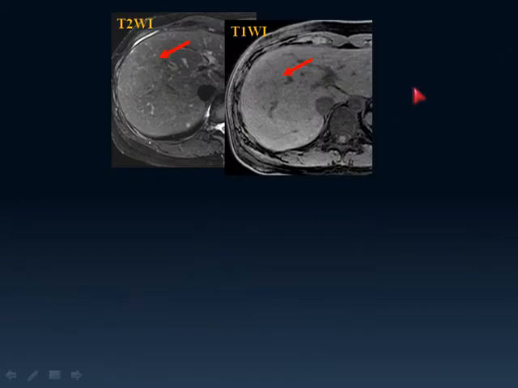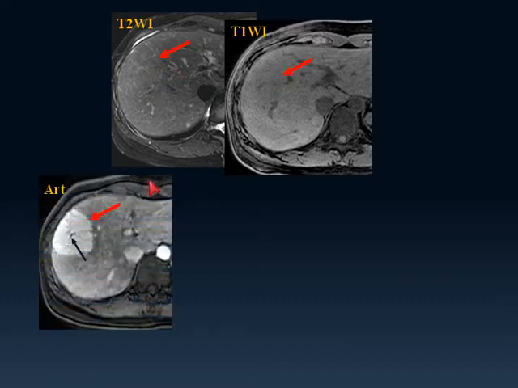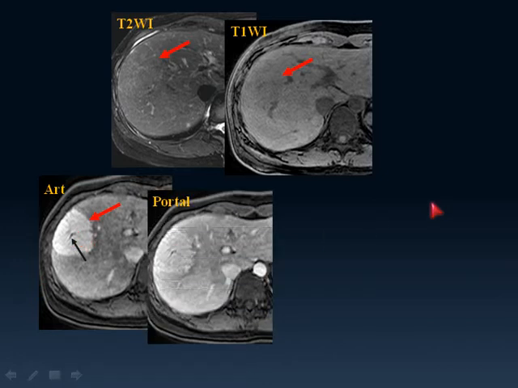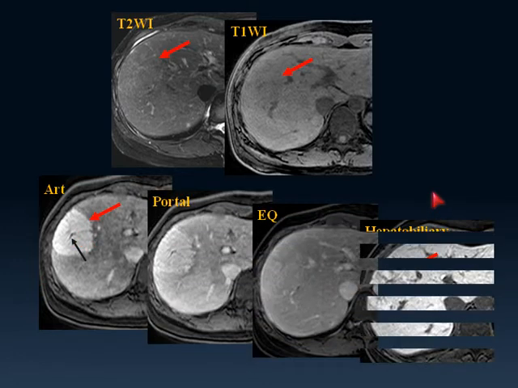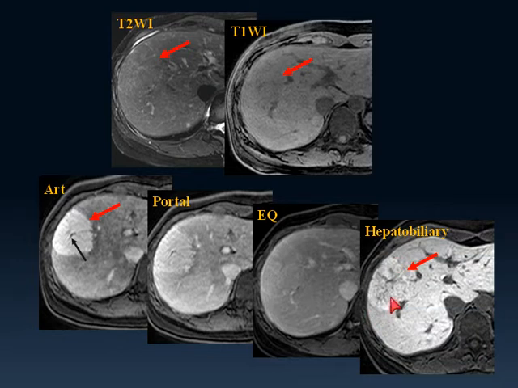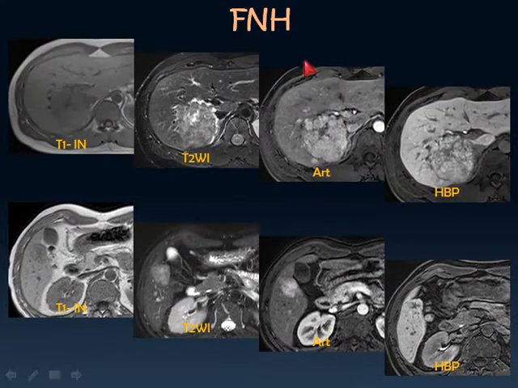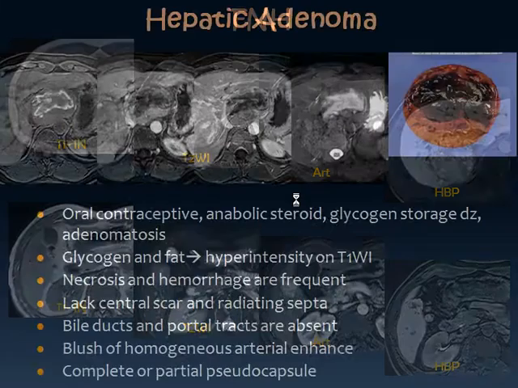As you can see in these images, the FNH shows iso signal intensity on pre-contrast images. Arterial phase images show strong homogeneous enhancement and central scar. Hepatobiliary phase images show bright signal intensity and central scar. However, some of the FNH show heterogeneous uptake of the hepatobiliary contrast agent, and central scar may not be clearly seen on T2 weighted images.